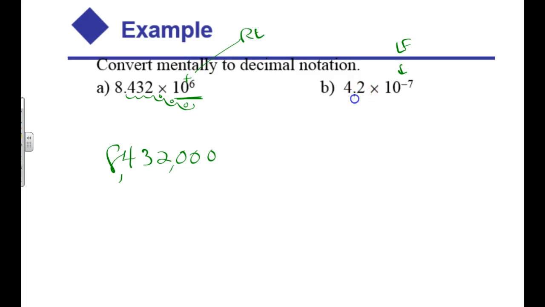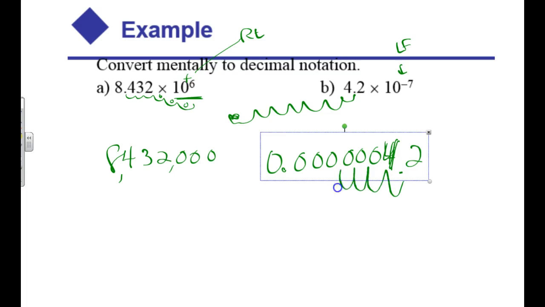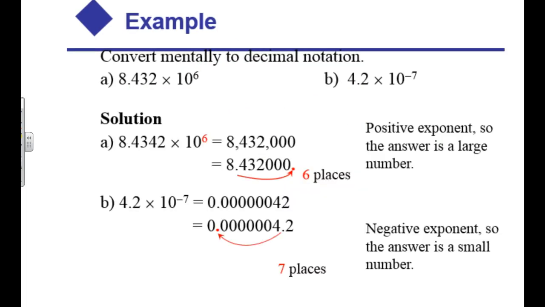So moving it to the left, I'll go 1, 2, 3, 4, 5, 6, 7. I'll put a decimal out there. So I have a lot of zeros, maybe 1, 2, 3, 4, 5, 6, because then I'll hit the 4, 2. So I moved a total of 1, 2, 3, 4, 5, 6, 7. So the final answer is a very small decimal number, but I've got 6 zeros in there.